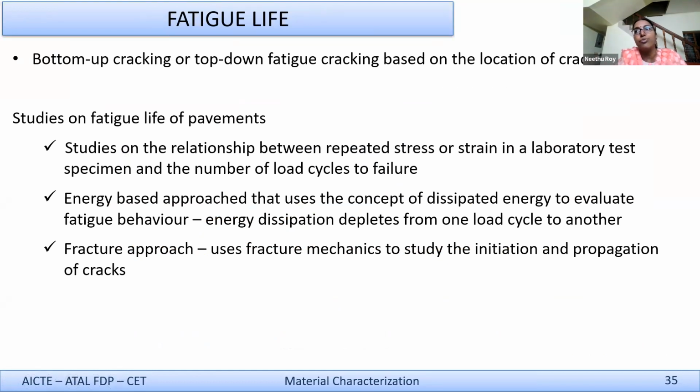Okay. Now, when you want to study the fatigue response of a material, you can go in for a laboratory test, like what we have done for rutting. You do a repeated stress test and see how the strain response, or a repeated stress-strain analysis, can be done till the material leads to failure. That is one, a fracture kind of test. Or, as we see, there is accumulation and dissipation of energy with load cycles, so you can have an energy dissipation study, or you can use approaches of fracture mechanics to study how the fracture initiates and how it propagates.